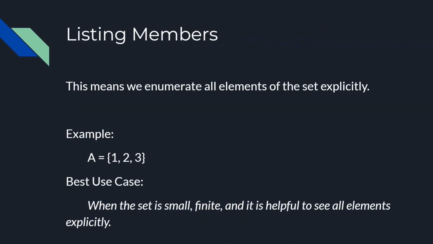The simplest way to represent a set, especially when it has a small number of elements, is by listing its elements. In this method, we write down each element inside curly braces separated by commas. For example, set A is represented as A equals open curly brace 1, 2, 3, close curly brace, which directly lists all the elements in the set.